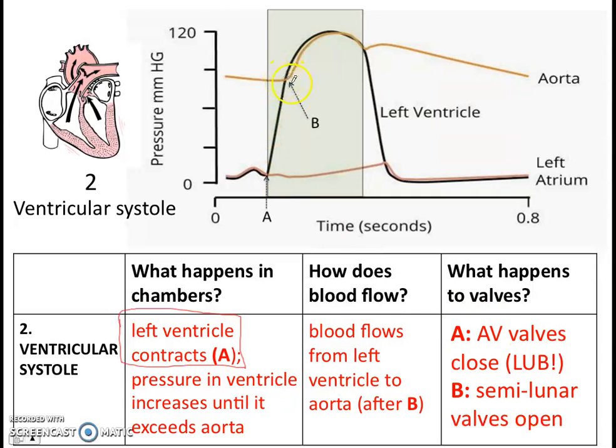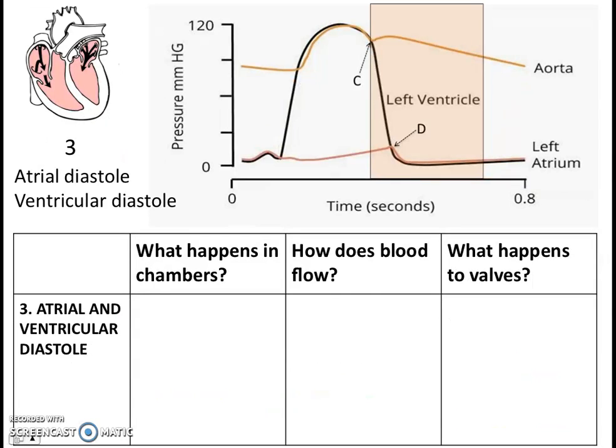Now at point B, remember point B is where the left ventricle pressure becomes higher than the aorta pressure. So because of that, the semilunar valve here in the aorta will open up and allow blood to flow into the aorta. We now move on to the last phase, which is the atrial diastole and ventricular diastole in the orange part of the graph here, with two points of importance, point C and point D.